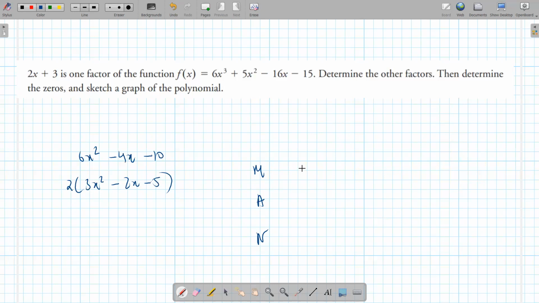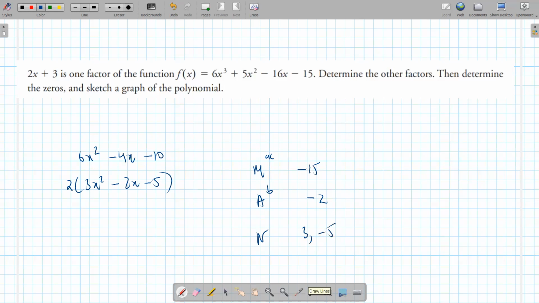Okay. So it multiplies to negative 15 and adds up to the middle number. That's right. That's the b value, right? ax squared plus bx plus c. That's negative 2. So what are our two numbers? 3 and negative 5.